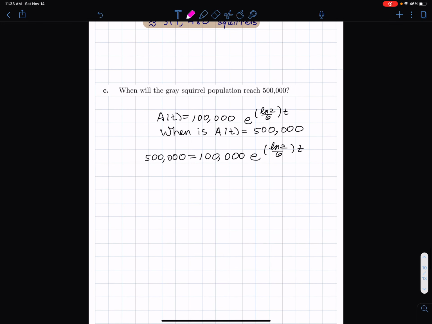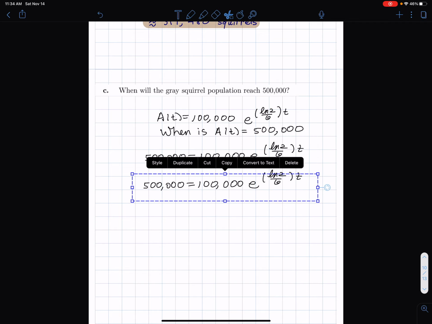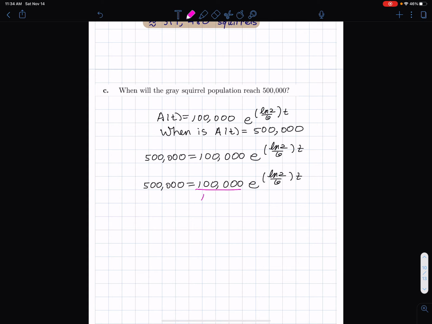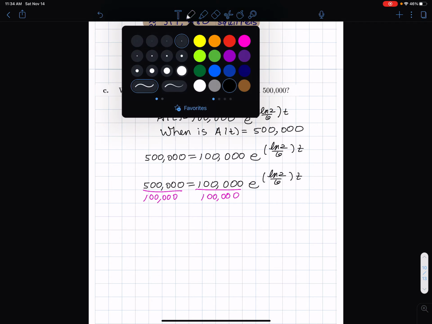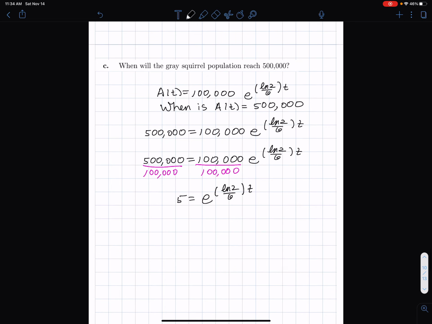So I have this guy here, and maybe I'll just copy and paste that. And what I want to do is divide both sides by 100,000, because I want to get that exponential all by itself. So I get 5 equals e to the ln 2 over 6 times t. Okay. And now I want to solve an exponential equation. We're trying to solve for t.